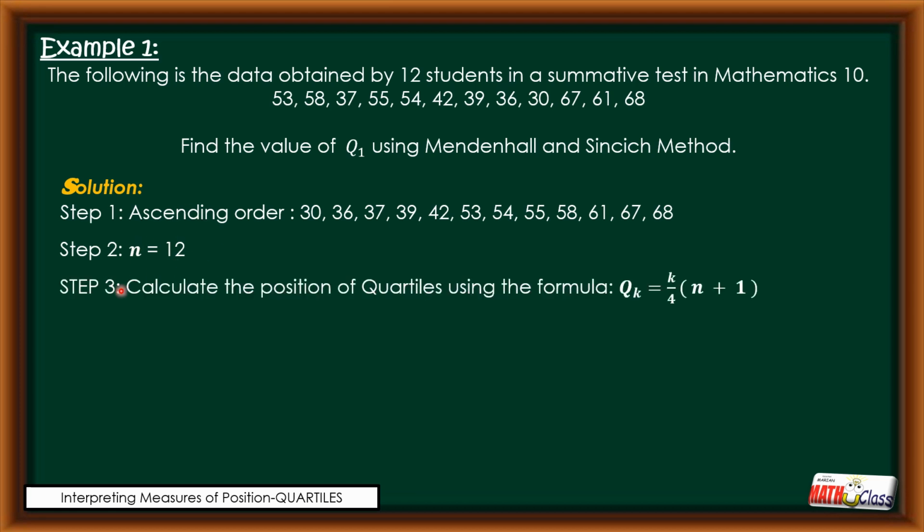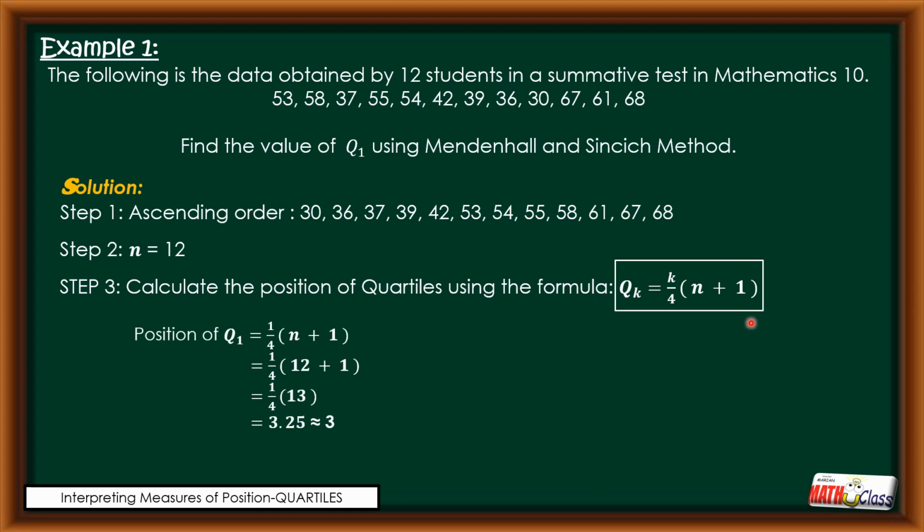Step 3. Calculate the position of quartiles using the formula. Since we are looking for the first quartile or Q1, then the value of our k is 1. And for the n, the value is 12. Let us substitute the value of k and n to the formula. By doing the operation, we were able to arrive with an answer of 3.25. The computed value 3.25 becomes 3 after rounding to the nearest integer, since the decimal part 0.25 does not fall halfway between the two integers.